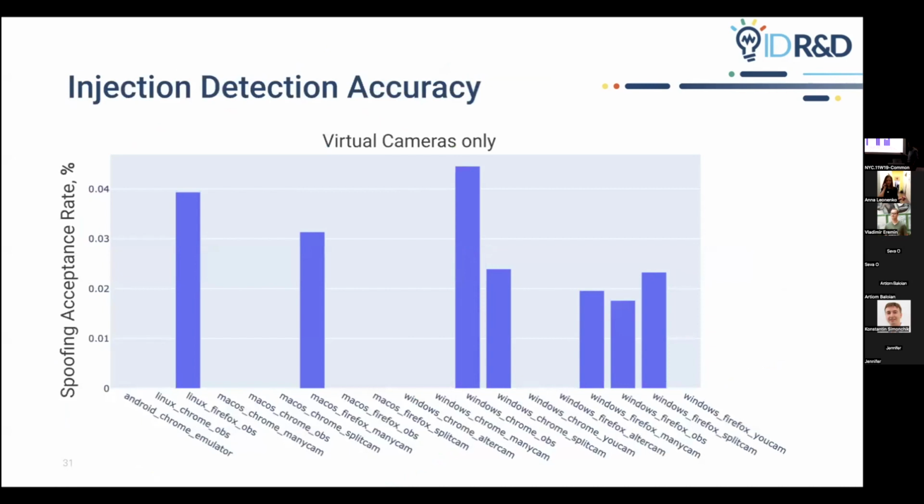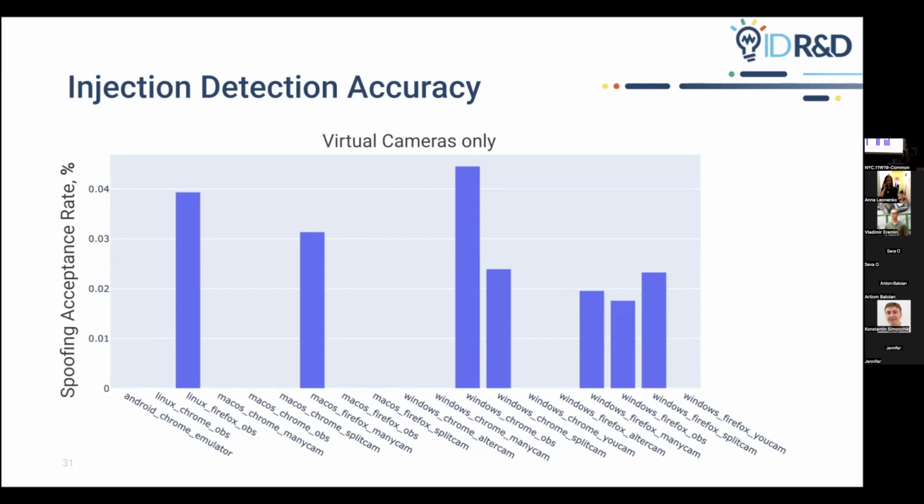This is the result of testing injection detection accuracy. It is demonstrated in terms of spoofing acceptance rate. The spoofing acceptance rate is the probability that the spoofed image will be incorrectly recognized as a real one. We did a lot of tests on different operating systems, Android, Linux, macOS, and so on, in different browsers like Chrome, Firefox, and so on, and in different emulators or virtual cameras. Like this is a hardware emulator, this is the OBS virtual camera, this is the ManyCam virtual camera. So a lot of different combinations.